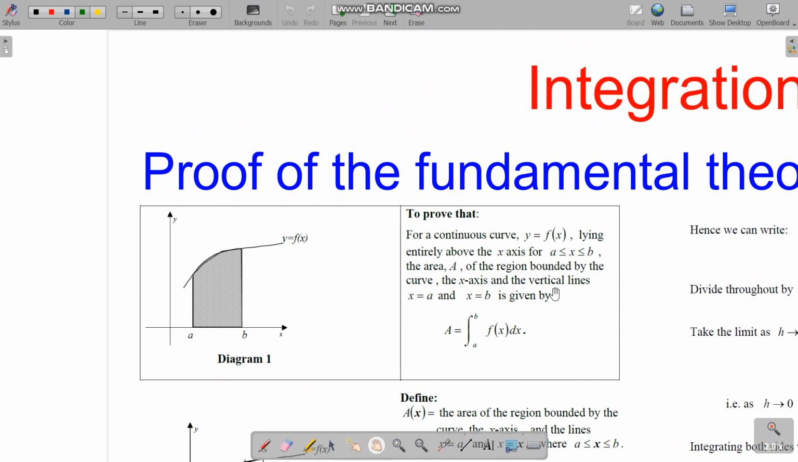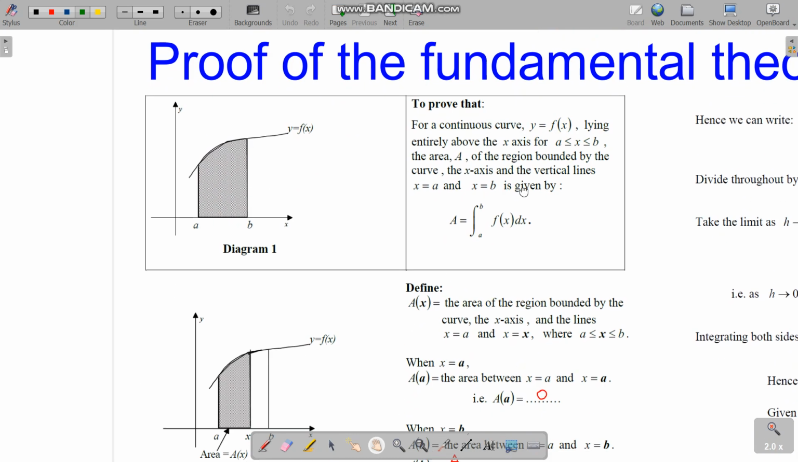To prove that for a continuous curve y equals f of x lying entirely above the x-axis between a and b, the area A of the region bounded by the curve, the x-axis and the vertical lines x equals a and x equals b is given by the integral from a to b of f of x dx. This is what we're trying to prove. So this is the area under the graph formula.